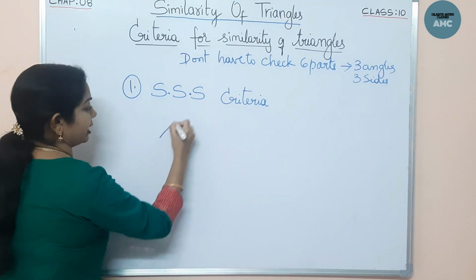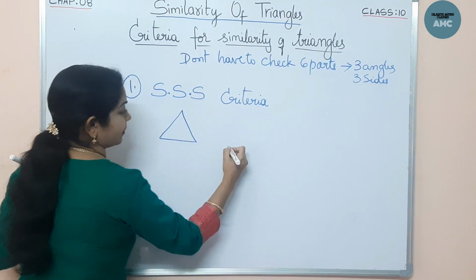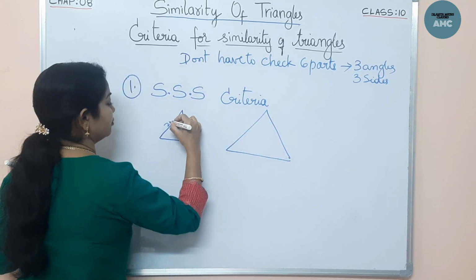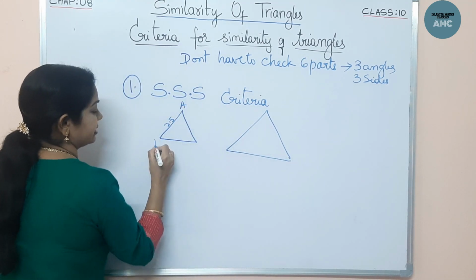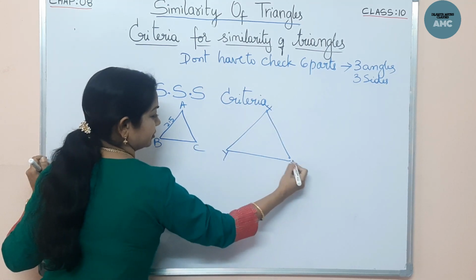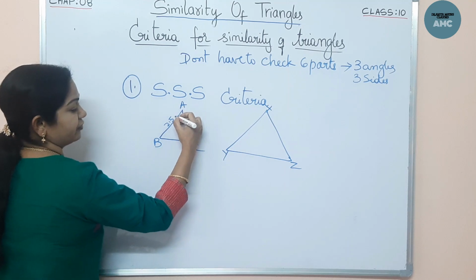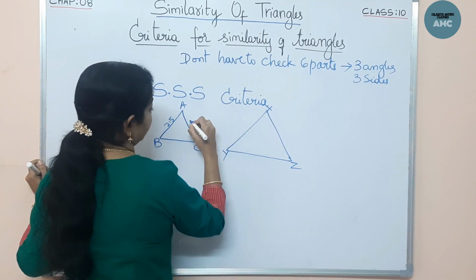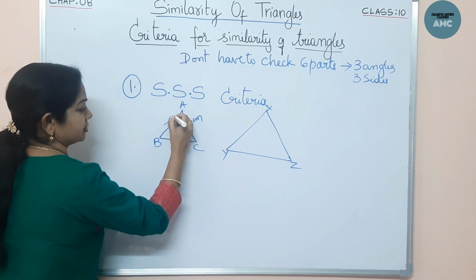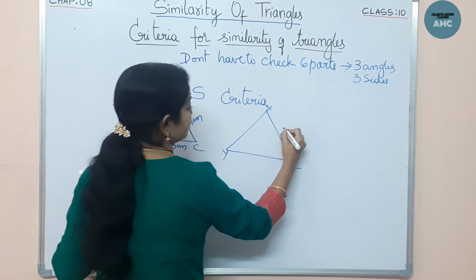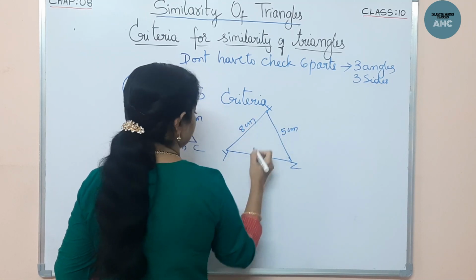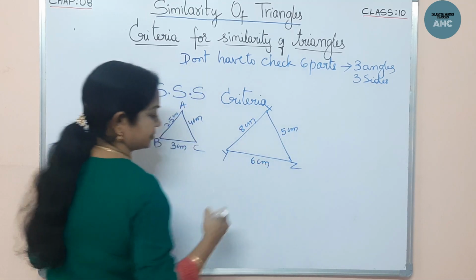Let me take 2 triangles here, ABC and XYZ. This is 2.5 centimeters, this is 4 centimeters, this is 3 centimeters, suppose. Now here, this is 5 centimeters, this is 8 centimeters, this is 6 centimeters.